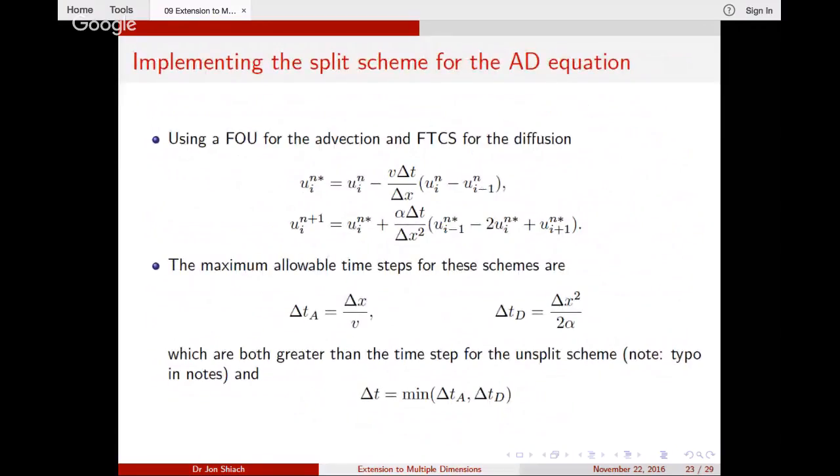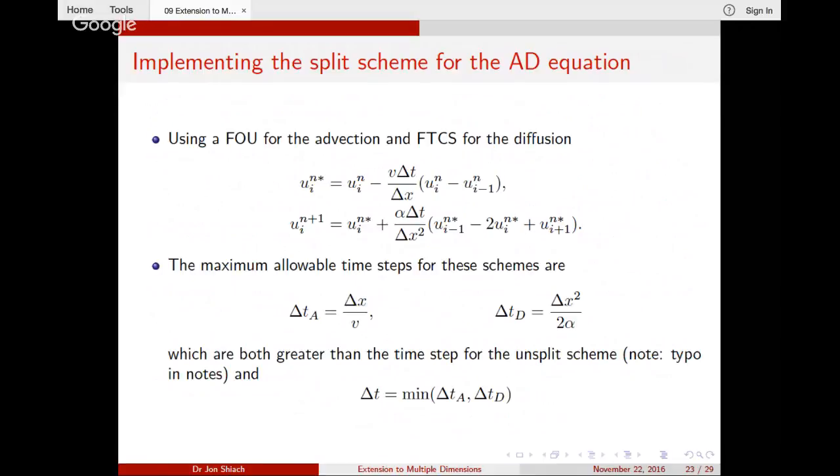Implementation, very, very similar to before. So this is we choose schemes. So I've chosen a first order upwind for the advection equation and a forward time central space scheme for the diffusion. So there's my first order upwind. Okay, and this solves for u star. So that's just solving for the first term. This isn't the solution, that's the sort of halfway solution or part way. And then we use our u star in our forward time central space scheme, and that gives us our solution to the whole thing.